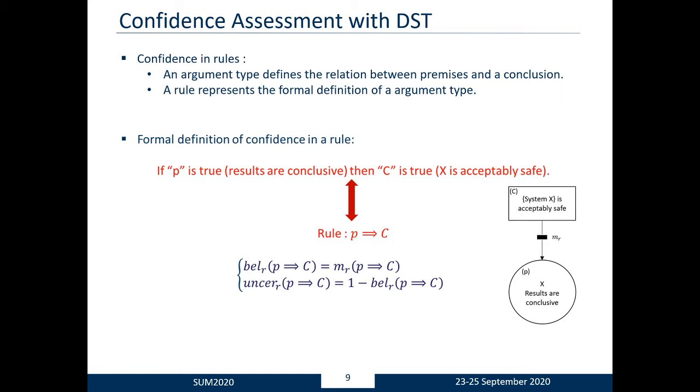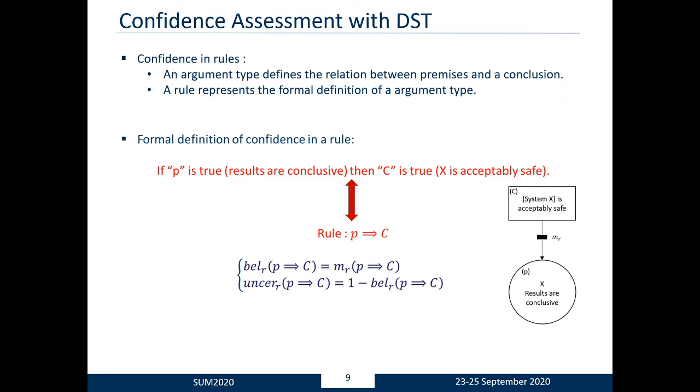Before talking about the confidence in rule, we are going to define two elements. An argument type defines the relation between premise and the conclusion, and when we transform this argument type, generally defined in an informal way, to a formal definition, we talk about a rule.